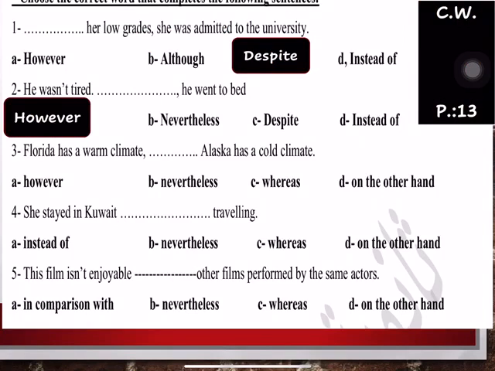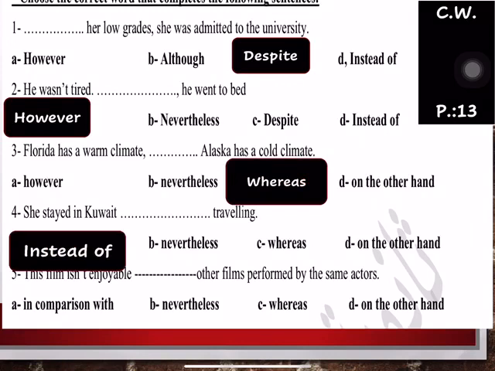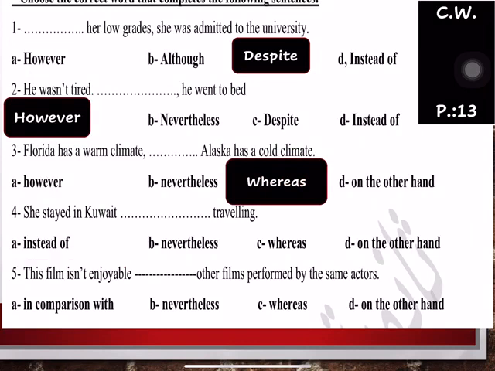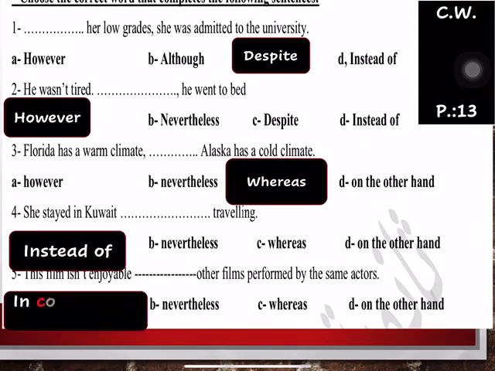However. 3. Florida has a warm climate. Alaska has a cold climate. So, whereas, bravo. Number 4, she stayed in Kuwait, traveling. Good girls, instead of. Number 5. This film isn't enjoyable other films performed by the same actor. So, of course, the answer is in comparison with.